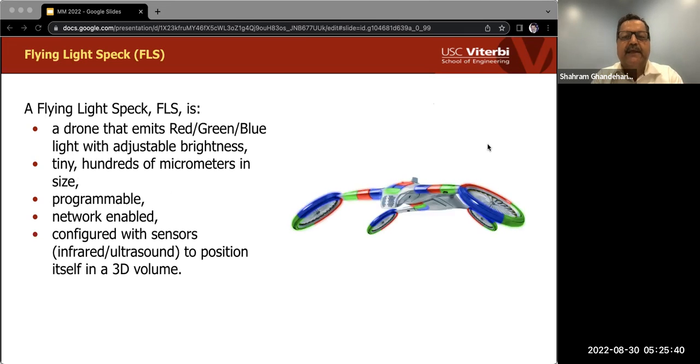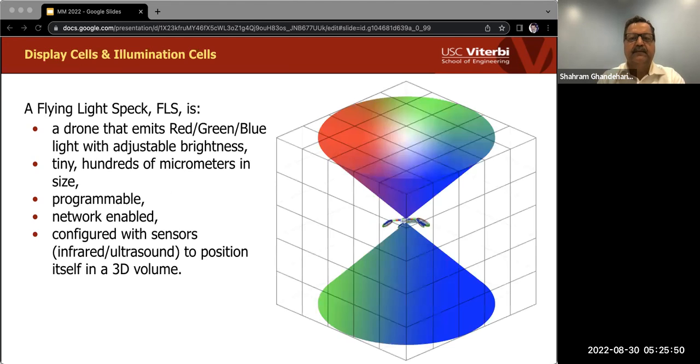A flying light spec is a miniature drone configured with light sources that produce different colors and textures. I refer to them as FLSs. In addition to emitting the red, green, blue lights with adjustable brightness, an FLS is programmable. It communicates with other FLSs to implement decentralized algorithms and has sensors to position itself in a 3D volume.